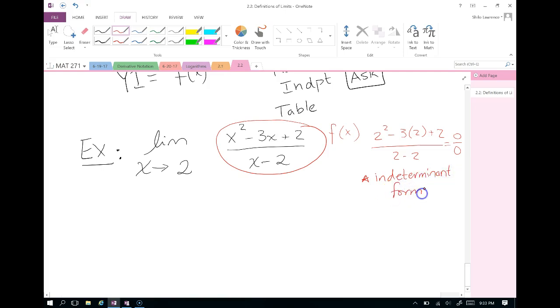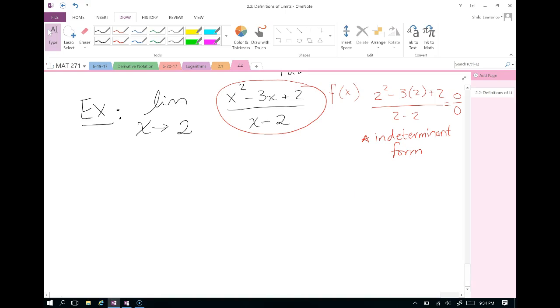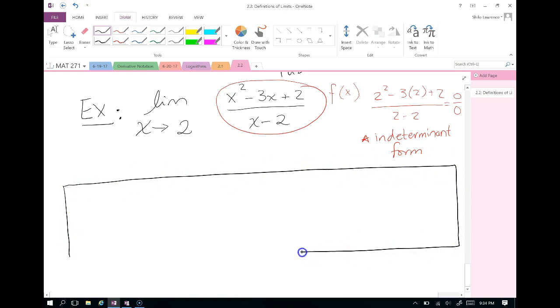Indeterminate form of 0 over 0 does not equal 0 because the top is 0. It's not undefined because the bottom is 0. It really means nothing. It means we've got to fix it. And in the next section, we'll talk about some algebraic ways that we could possibly fix this. But for right now, we can't just find a y value by plugging an x value in. So we could look at the graph, or we could make a table. What we're going to do on this one is make a table. And this is the numerical way to find a limit.